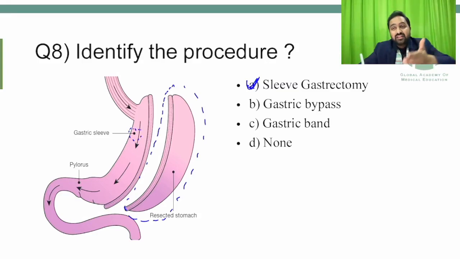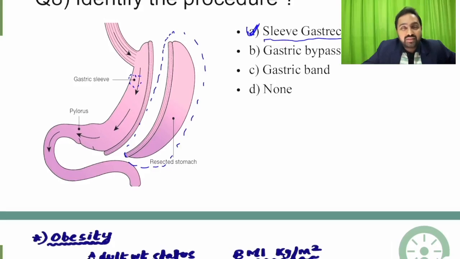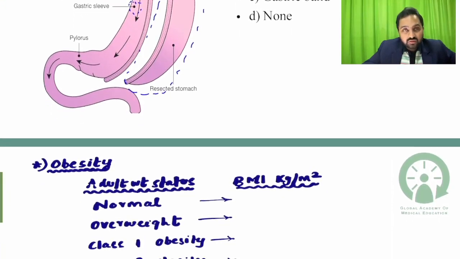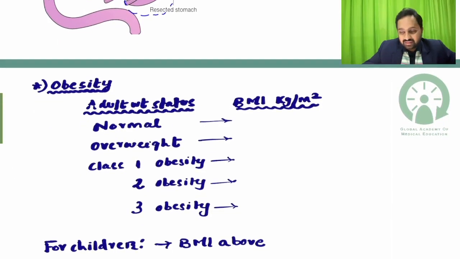So this is your resected portion of the stomach. So this is the image of sleeve gastrectomy. Now let's take a look at some of the important points or topics that have been asked in bariatric surgery, right? So if you see the obesity chart, how do we classify? We classify it on the basis of BMI.